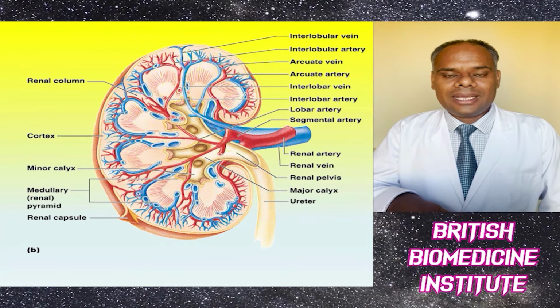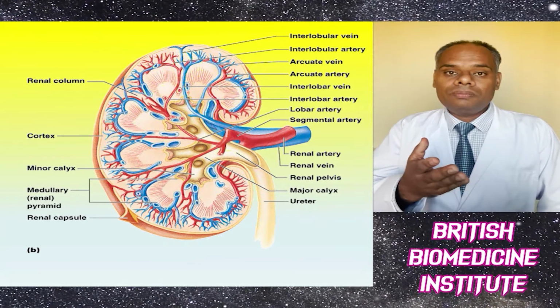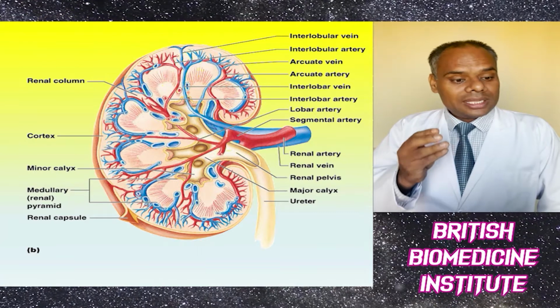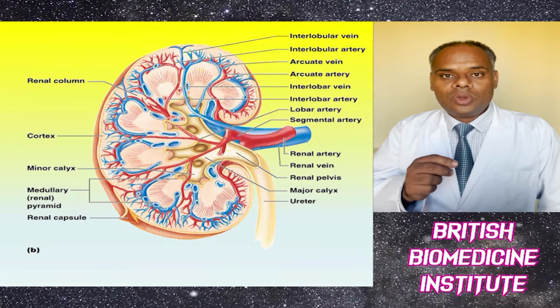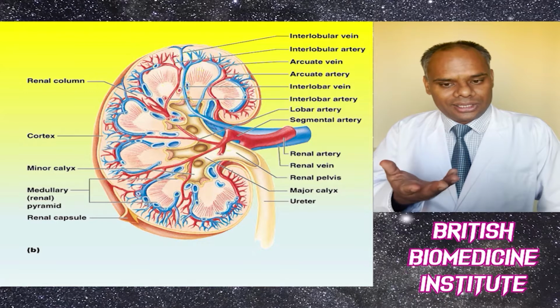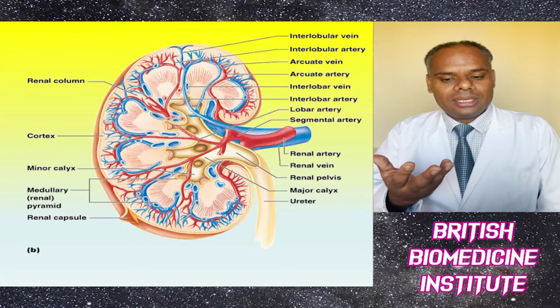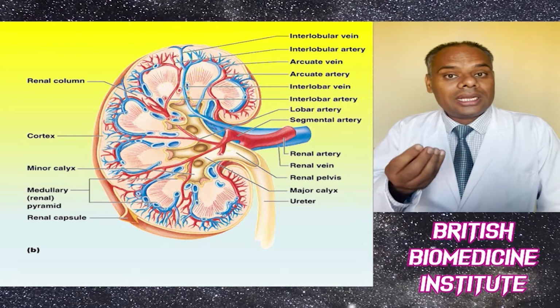So this is a diagram of your kidney where the renal column, cortex, minor calyx, renal capsule, interlobular veins, arcuate veins, lobar artery, segmental artery, renal pelvis, major calyx and ureter are clearly visible.